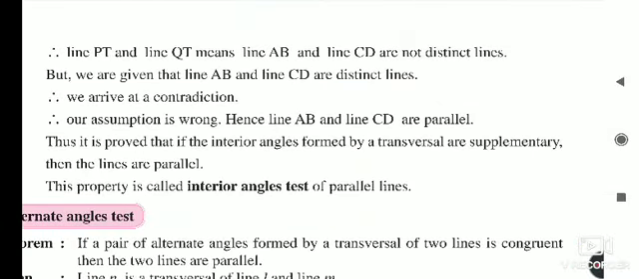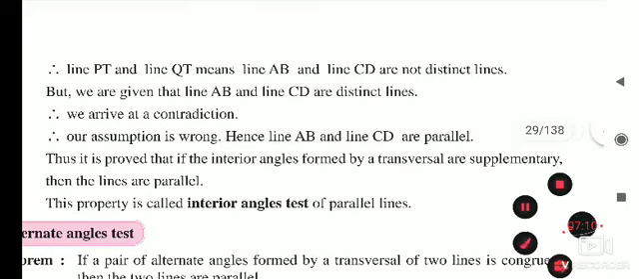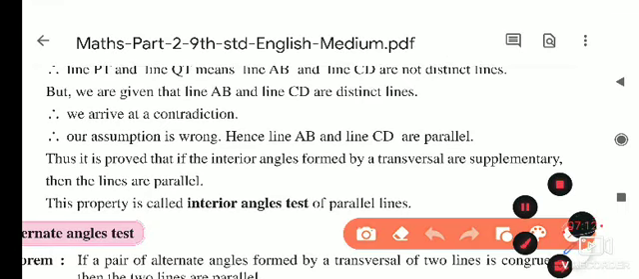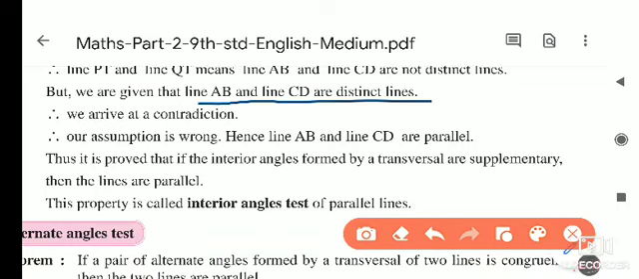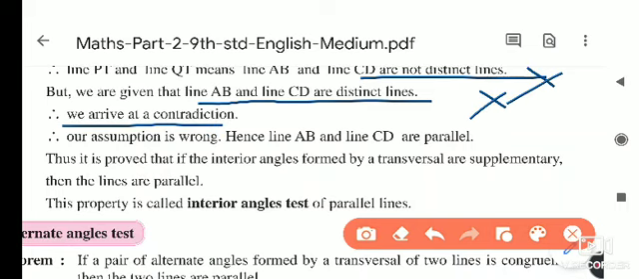Then PT and QT, meaning AB and CD, are not distinct lines. Okay. But we were given that lines AB and CD are distinct lines. They are separate or distinct lines. But here we are saying that if they intersect each other, they are not distinct lines. So we arrive at a contradiction. So these two statements are totally opposite to each other. So that is the contradiction.